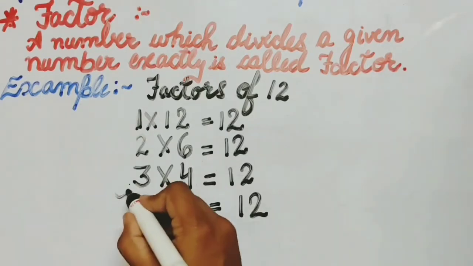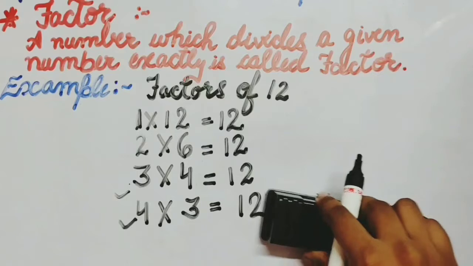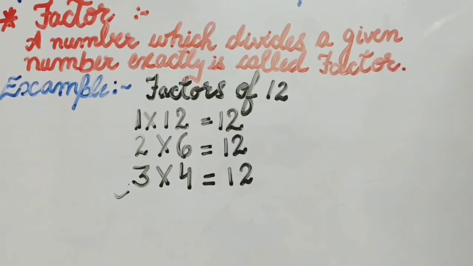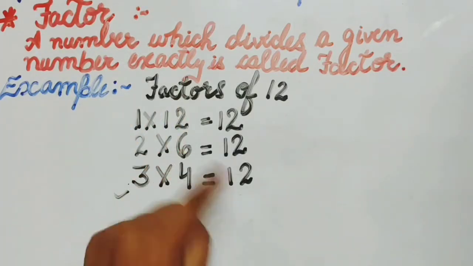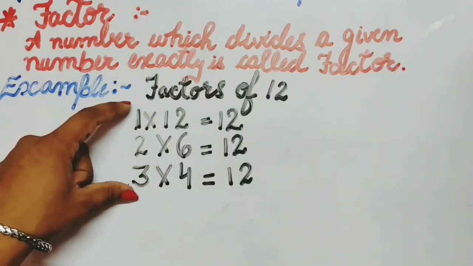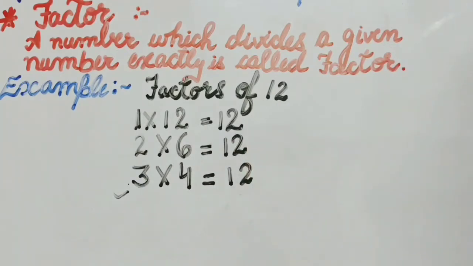If the pair starts repeating, we should stop there only. So we should rub it. It indicates that these are the only factors of 12. Right? And these which we have written, 1 into 12, 2 into 6 and 3 into 4, are the pairs through which we get the product 12.